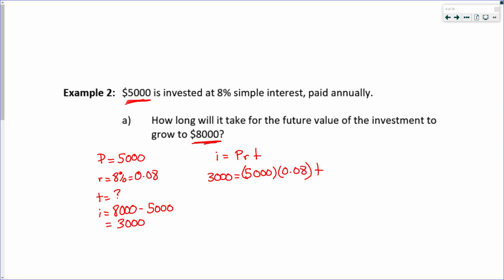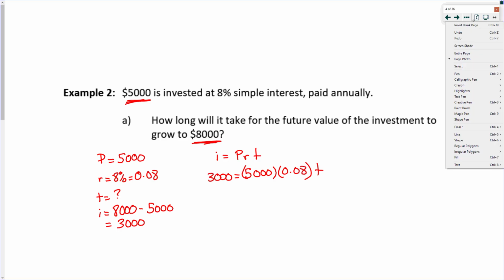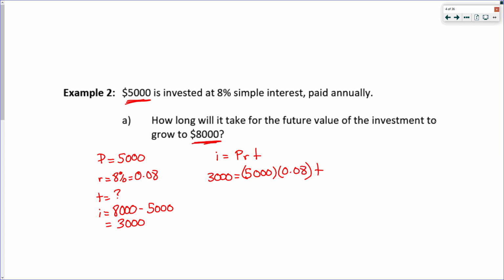To cancel that out on the right side, I have to do the opposite. The opposite of times is dividing. So I'm going to divide by the 5,000 and the 0.08 to cancel that out on the right side. And whatever I do to one side of an equation, to make sure everything stays equal, I have to do the same thing to the other side. So I'm going to divide by that 5,000 and the 0.08.